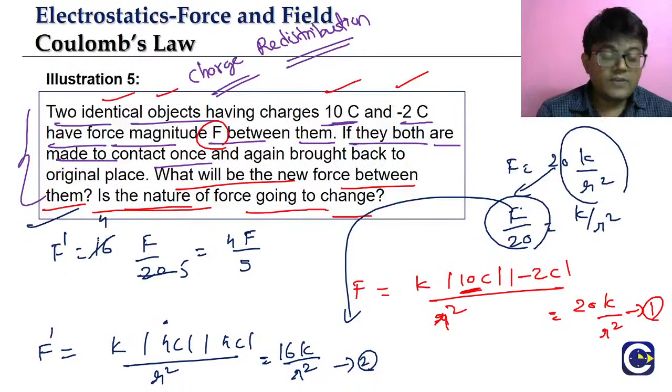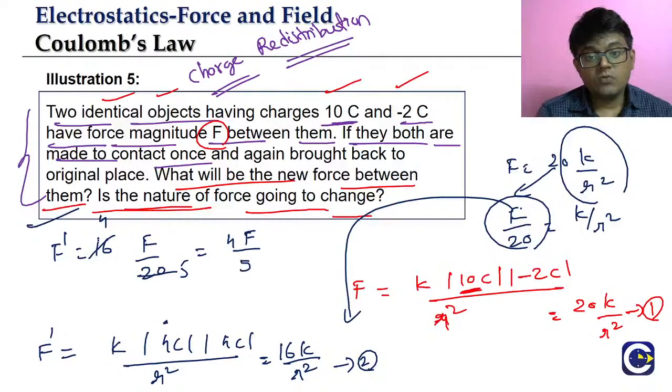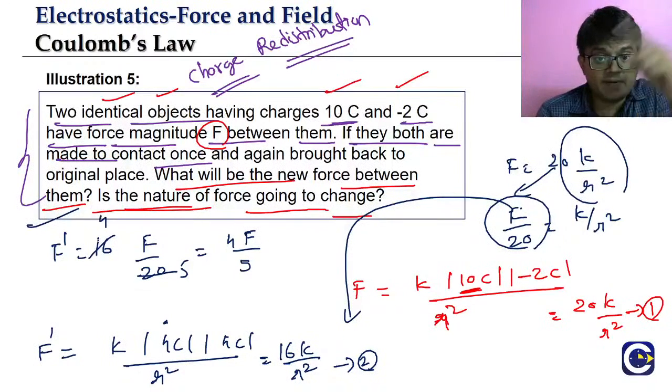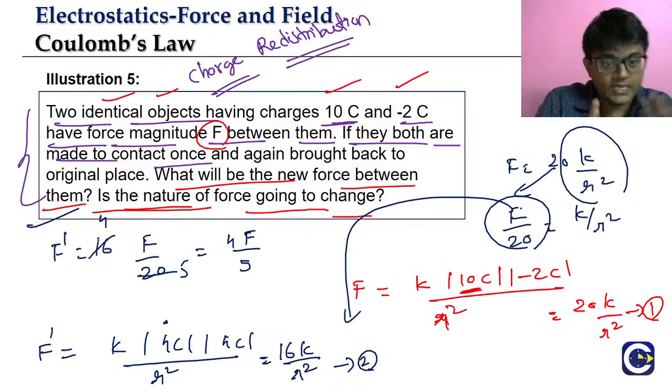But if you have different objects, then the redistribution will not happen in an equal manner. We will see those kinds of questions when we go to electrostatic potential. The redistribution is going to depend upon the potential. Based on potential, we are going to see the redistribution between two different types of objects. These are identical objects, so there is no confusion. The redistribution is going to be equal. Okay? So clear, students?